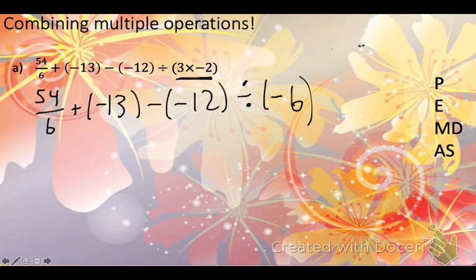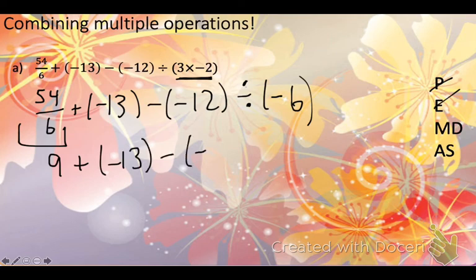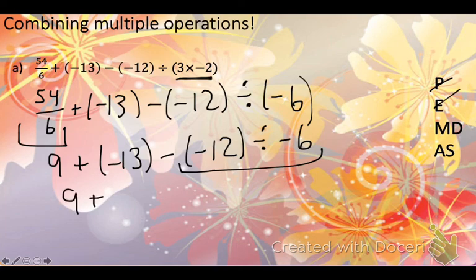All right, parentheses are gone. There are no exponents. So next we're going to go to multiplication and division from left to right. There's 2. Here's a division, and we're going to do that first. So 54 divided by 6, they're both positive, that's really easy, is 9 plus negative 13 minus negative 12 divided by negative 6. Next, we're going to divide. So negative 12 divided by negative 6 is positive 2. So 9 plus negative 13 minus 2.